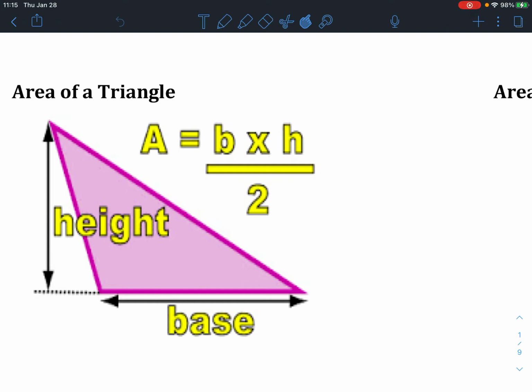Okay, the thing that you need to know about the base and the height is that they must be perpendicular. Whatever the height is and whatever the base is, they must be perpendicular. They must form a right angle.